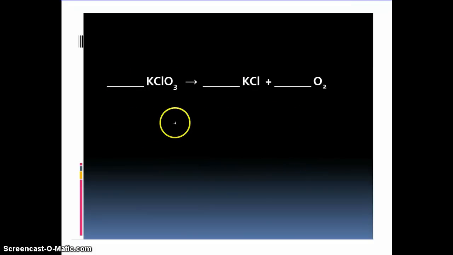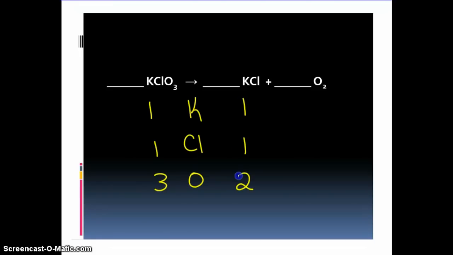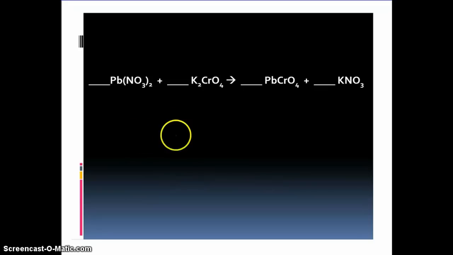Alright, now we're getting a little more complicated here. Alright, we got K, Cl, and O. Okay, on this side we have 1 K, 1 Cl, 3 O's. On this side we have 1 K, 1 Cl, 2 O's. So the O's are obviously the problem. We need to get them to 6. Alright, but this one over here also changed the K's and the Cl's to both 2. Now you need a 2 there. Okay? Ooh, stepping it on up.